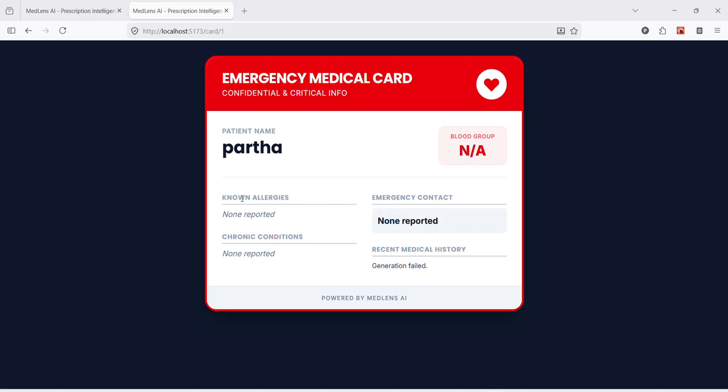If we had entered any known allergies, they would have been reported here, and this would have helped during a time of need.